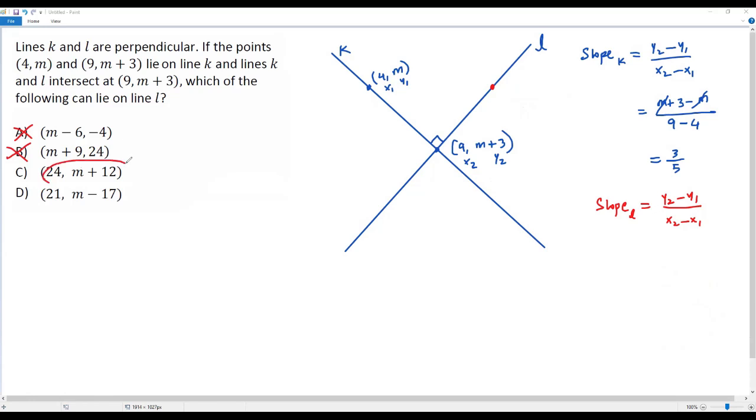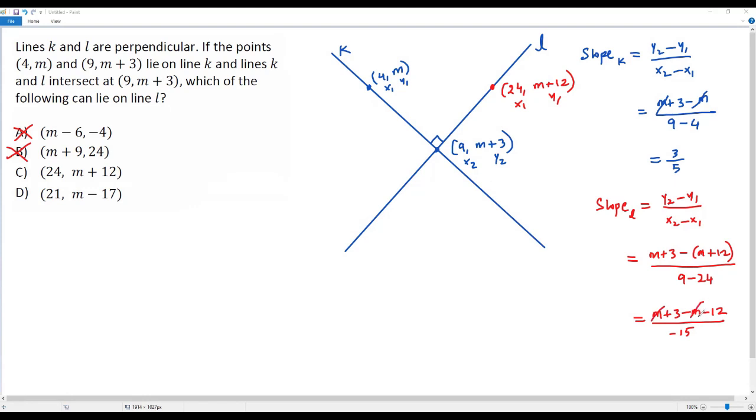Now let me consider the point in answer choice C. Let me take it on line L, that is 24, comma m plus 12. Let's say this is x1, y1. Let's plug in. So y2 again m plus 3, negative y1 is m plus 12, divided by x2 is 9, negative 24. That gives m plus 3, negative m, negative 12, divided by 9 negative 24, which is negative 15.